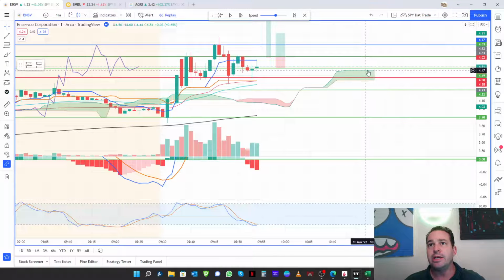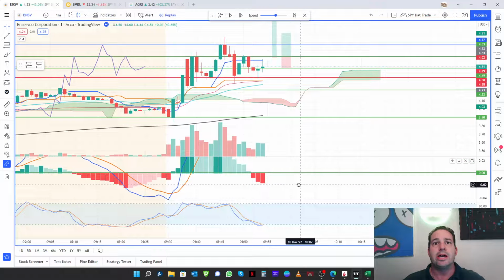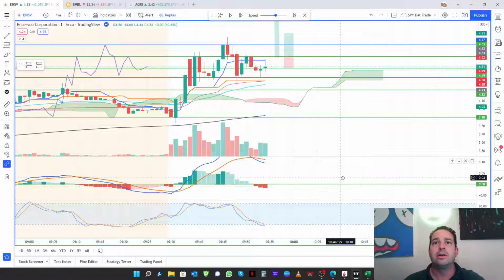So I am looking at this going long. I have my cloud here green. I have my moving averages within the ichiMoku strategy set up, with the blue crossing above the orange. I have my lagging indicator clear of all the clouds and price action. I am looking at this to go long.